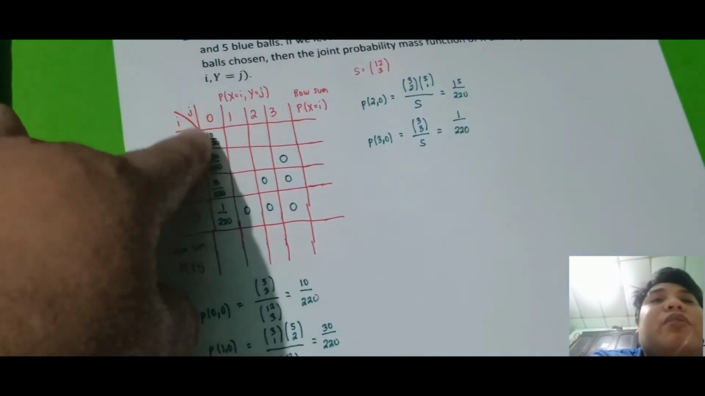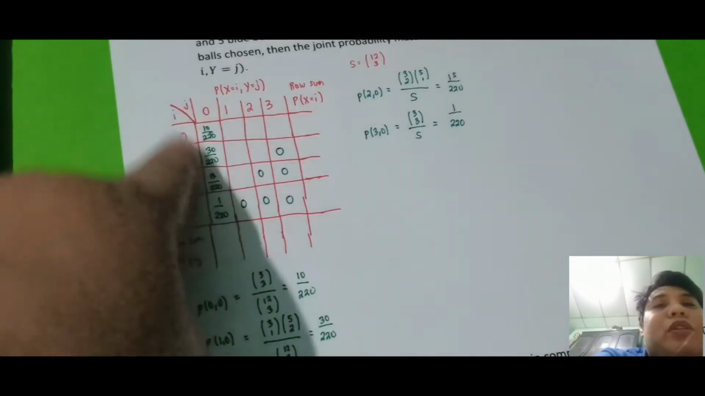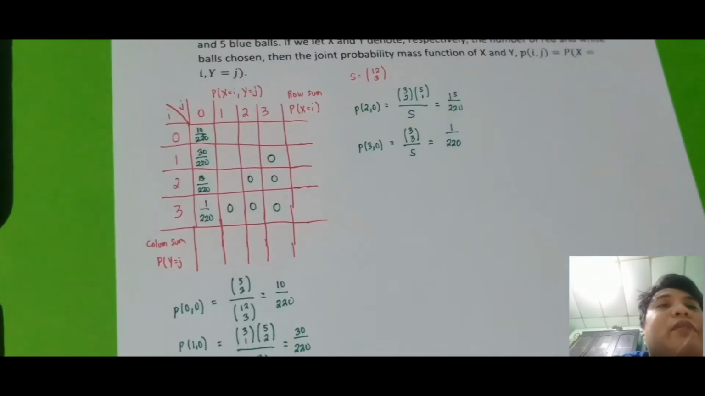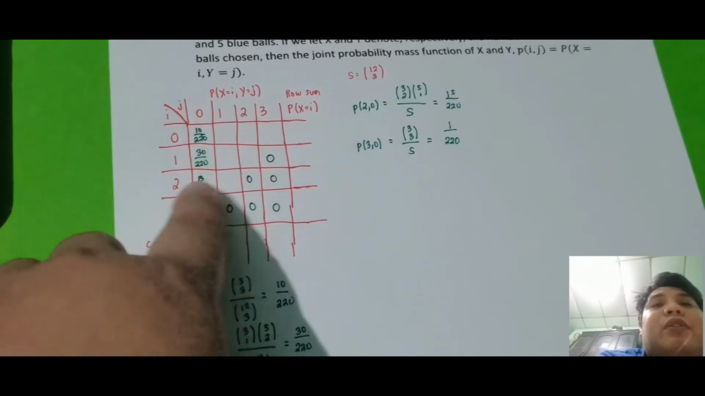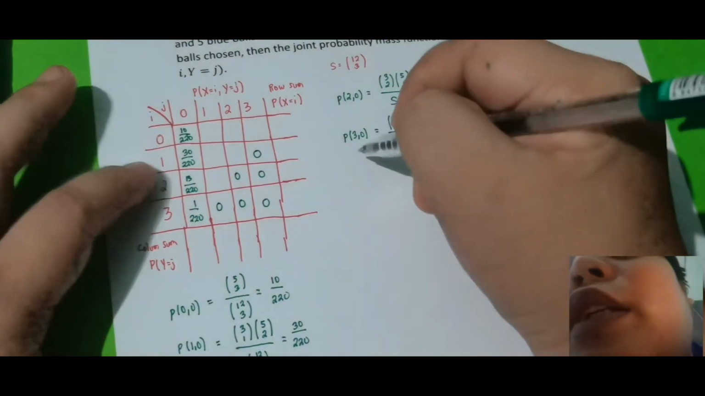Pwede natin kunin yung row sa column sum para dito. Pwede mo kunin yung column sum para dyan, tapos mamaya dito. Mamaya natin kunin, I guess, para tuloy-tuloy lang. Next is probability ng (0, 1), (1, 1), tapos (2, 1). Yun yung sunod natin gagawin. Probability ng (0, 1).